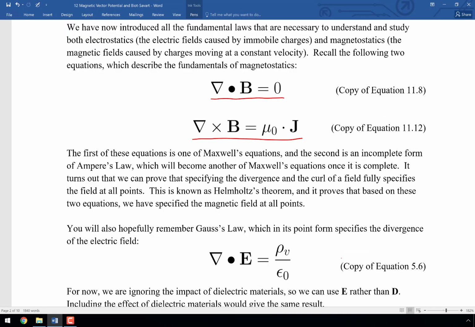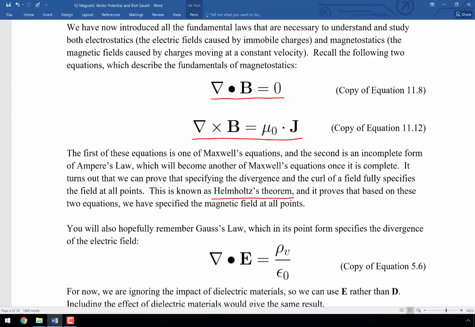Now as it turns out, there's a thing called Helmholtz's theorem, and we're not going to prove Helmholtz's theorem, but it says that if you have the divergence of a vector field and the curl of the vector field, then you have specified everything there is to know about that vector field. So since we know the divergence of B and the curl of B, these two quantities can be used to calculate B for any given region that is near a current density.